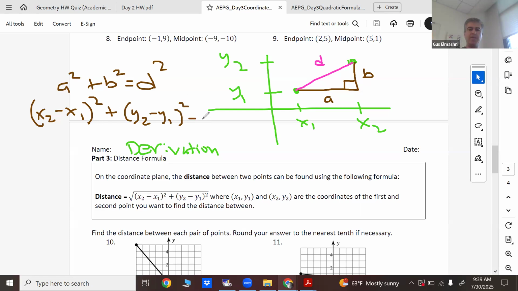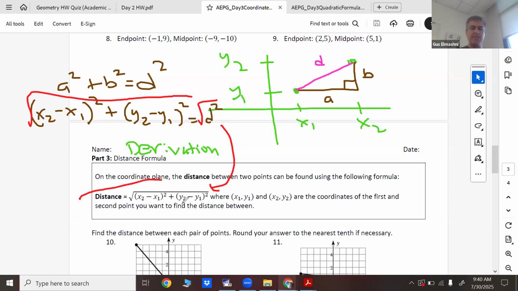Equals D squared. Now we're almost home. So D squared equals that chunk. Well, if I want D by itself, what mathematical operator would I apply to this? Square root, bear square root the other side. So if I square root this junk, and voila, you get that. That's where it comes from.